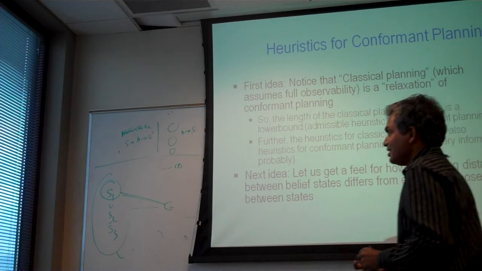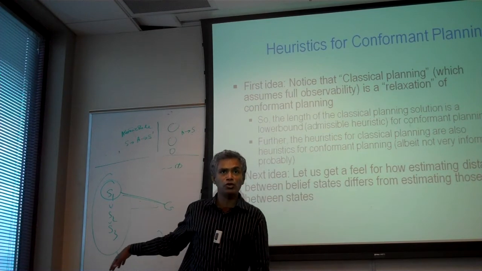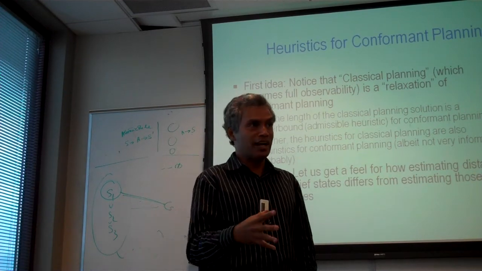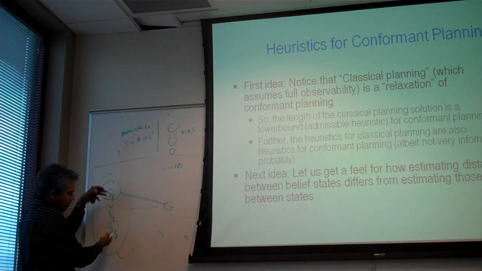The thing in this disjunction is, it's not that if you are S1, I'll take you to the goal, and the rest of you die. That's not going to work. A conformant plan has to take the agent to G, whether it's in any of the states.